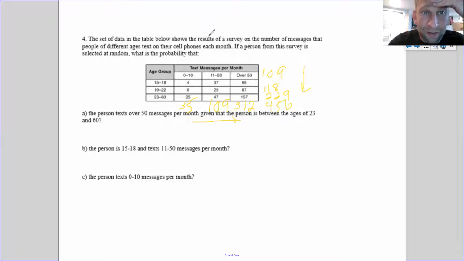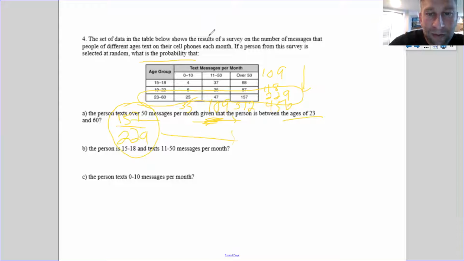It's asking what is the probability that the person texts over 50 messages per month, given that the person is between the age of 23 and 60. You always want to ask yourself, is there a condition? The condition always comes after the phrase given that. So if the condition is that they're between 23 and 60, I'm going to circle between 23 and 60. I'm only looking at this row. So out of the 229 people that are between 23 and 60, how many text over 50 messages per month? 157.